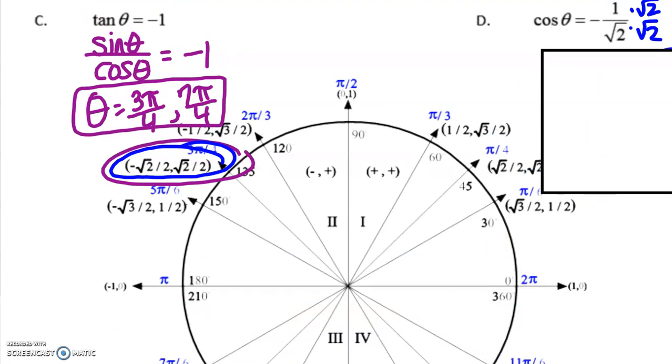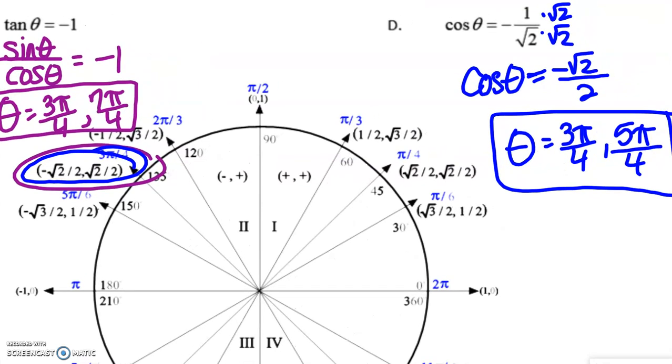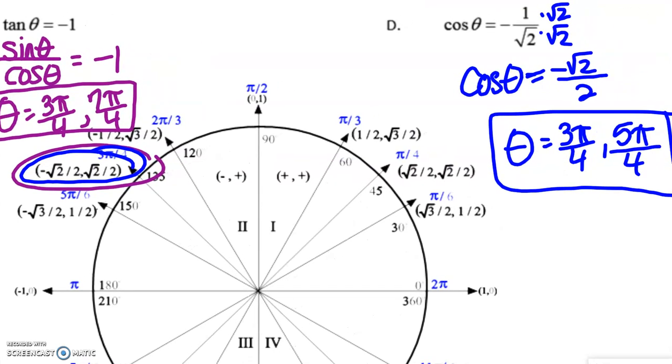All right, next one says cosine theta equals negative 1 over square root 2. But of course, that's not on our unit circle. You don't see a negative 1 over square root 2. So first things first is rationalize the denominator. To get rid of that square root in the denominator, we multiply the top and the bottom by the square root of 2. When we do that, we're left with cosine theta equals negative square root 2 all over 2, which of course is on our unit circle.